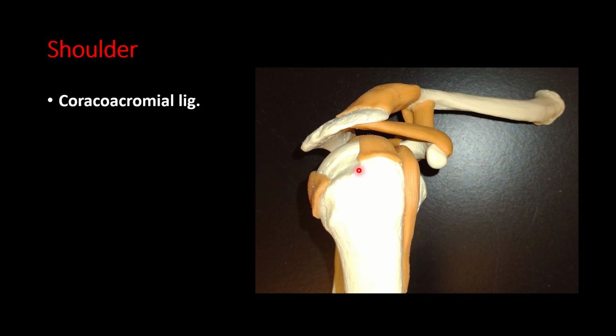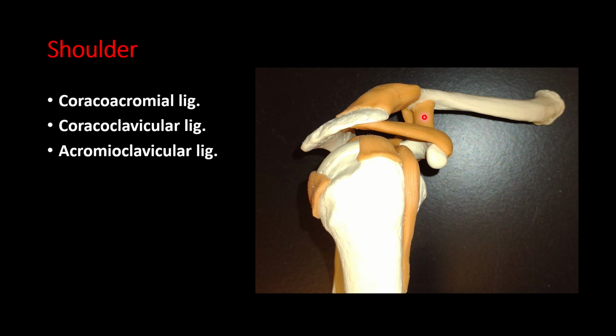So coracoacromial. Okay, so find the coracoid process and then you find the acromion, so coracoacromial. Then is the coracoclavicular, so the background. This is the coracoid process, this is the clavicle, so this is the coracoclavicular. And this is acromion, this is clavicle, so acromioclavicular ligament. This is the biceps tendon, so the biceps brachii muscle tendon, same thing.